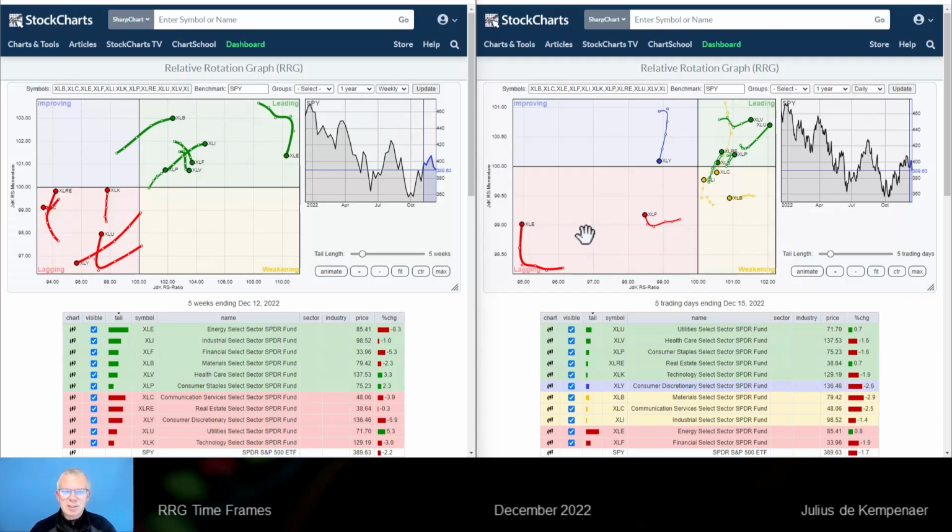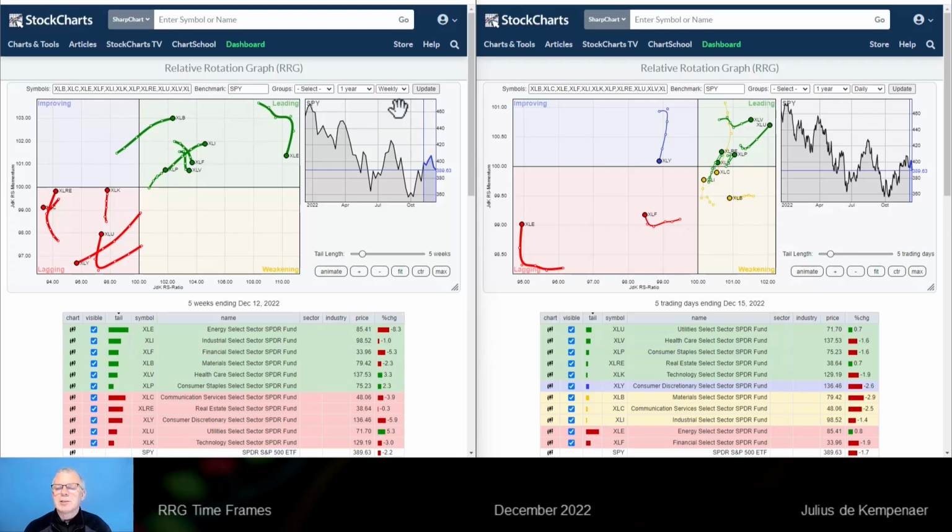Which is essentially the same as when we spoke about bar charts. So on the weekly time frame, every endpoint, every point is a week. Every increment is 1 week. When you go to the daily, every increment is 1 day. So these 5 trading days basically represent 1 week on the weekly.